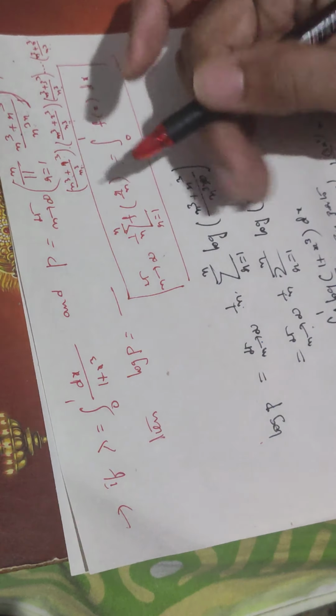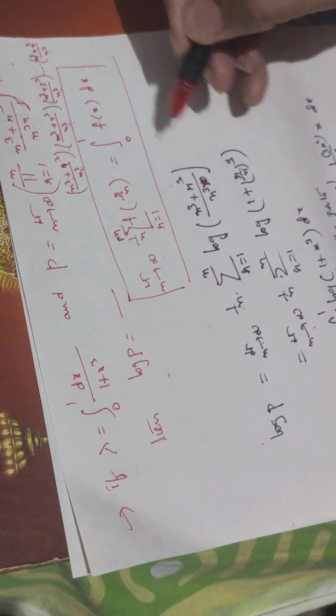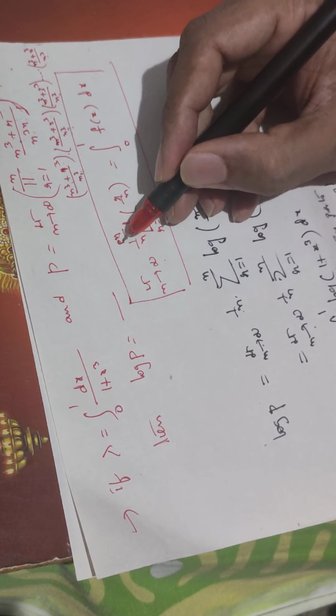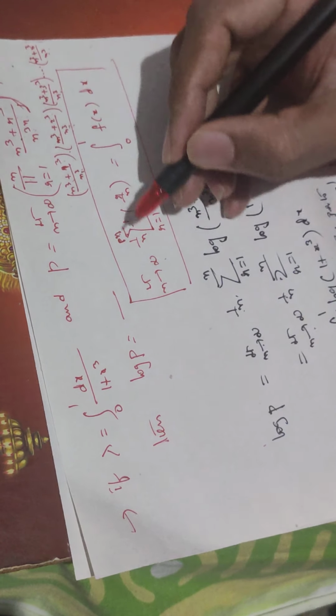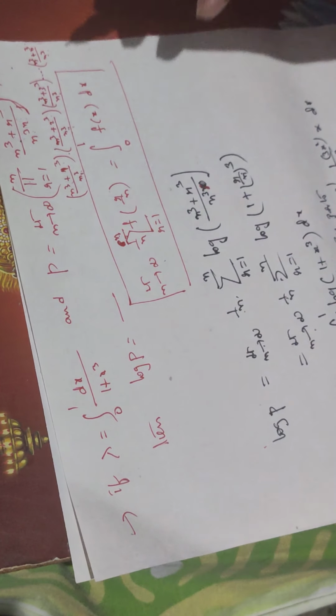Sometimes here r equals 1 to pn will be given. In that case the limits become 0 to p. Here, if some multiple of n is given, that multiple becomes the upper limit. So here there is no p, that's why you will get 1.